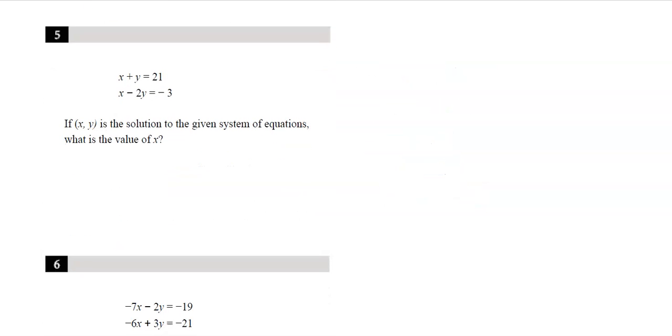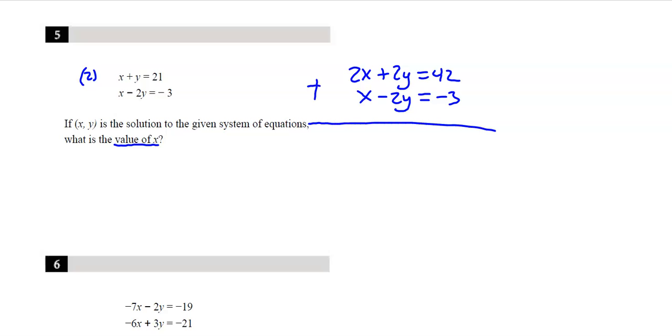Number 5 kind of looks like a nice elimination problem. We want to keep x, so I don't want to eliminate x. So I'm going to multiply the top row by 2, and I get 2x plus 2y is 42. Leave the bottom alone. That way we can eliminate the y's. Add them up, eliminate them. 3x is 39, divide, divide, and we figure out x is 13.